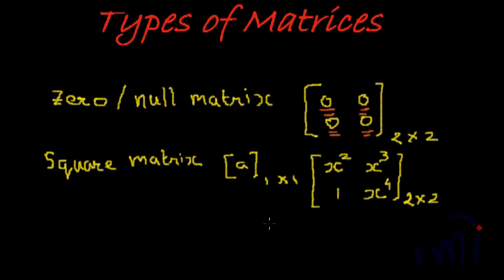Then comes the square matrix. Here I am showing you two different types of square matrix. There is one which is a 1 cross 1, which is a single element. A square matrix is defined as a matrix where the number of rows and the number of columns are equal. So a 1 cross 1 is also a square matrix. So is a 2 cross 2 matrix. So is a 3 cross 3. So is an m cross m matrix. The key to remember is that a singleton matrix is also a square matrix.